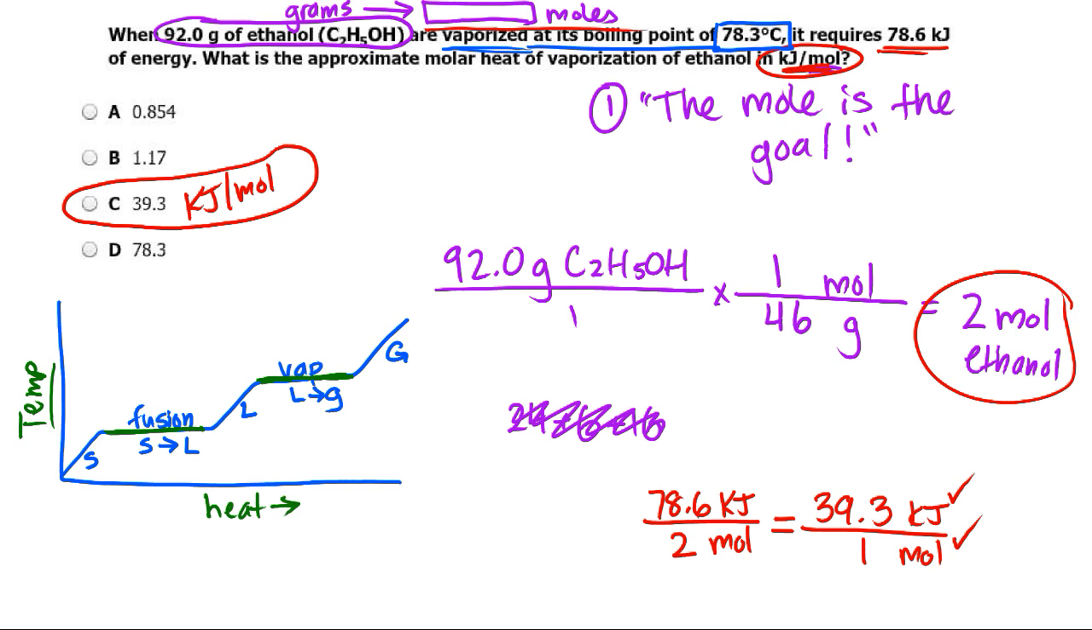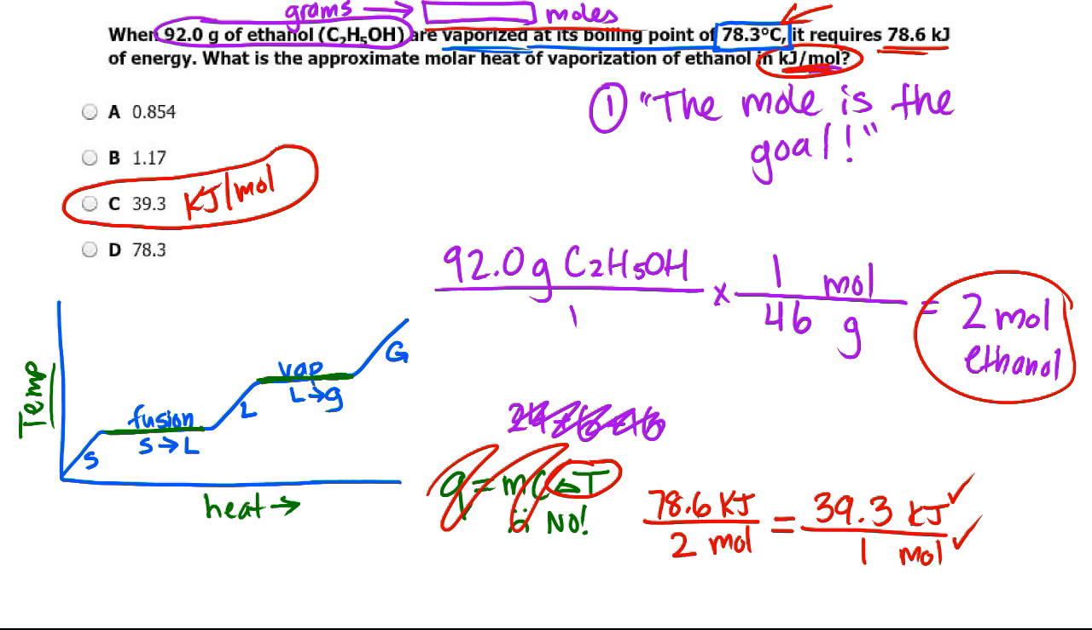So you cannot use Q equals mc delta T because there is no change in temperature during a phase change. A lot of people will want to somehow use this number because they see this number and they think I have to use it mathematically, but you don't. So when you can't use Q equals mc delta T because there is a phase change and no temperature change, then you have to just set up a proportion.